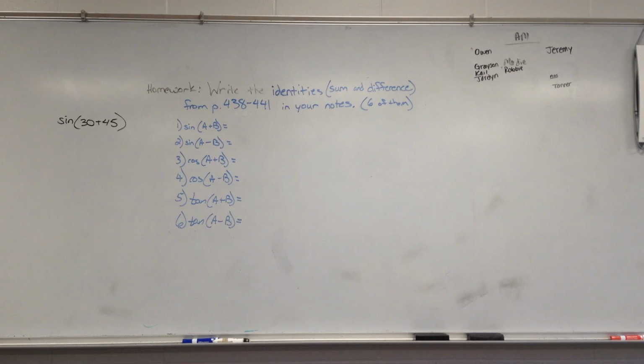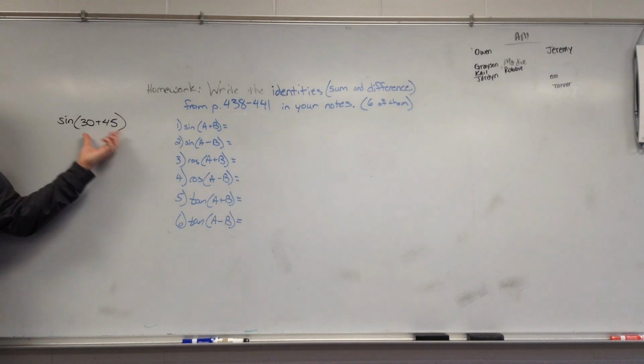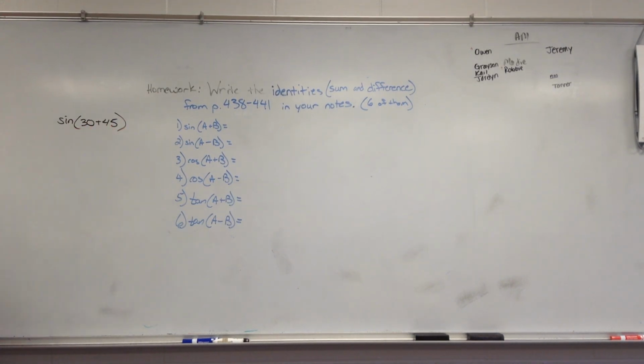The common mistake is if somebody sees this, the sine of 30 plus 45, some people think, well, just use the distributive property. Do the sine of 30 plus the sine of 45, and that definitely does not work. By order of operations, or PEMDAS, we know that we need to do what's in the parentheses first, so 30 plus 45 degrees would be 75 degrees.